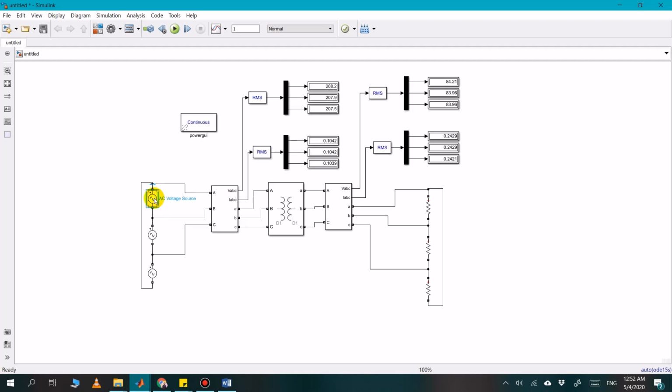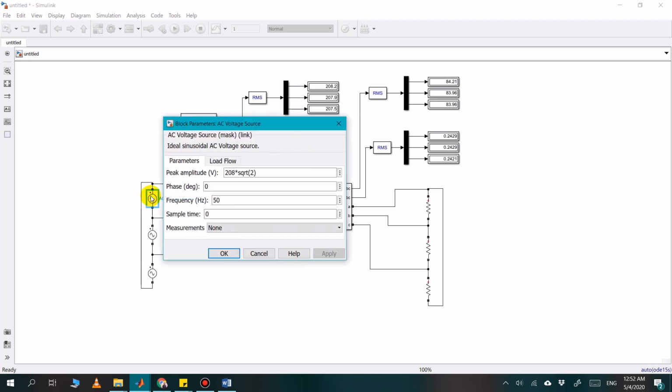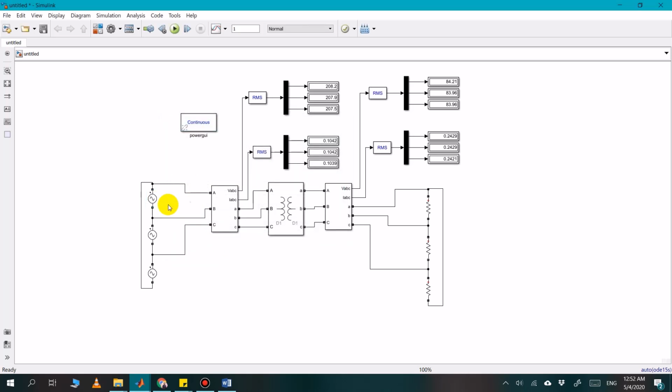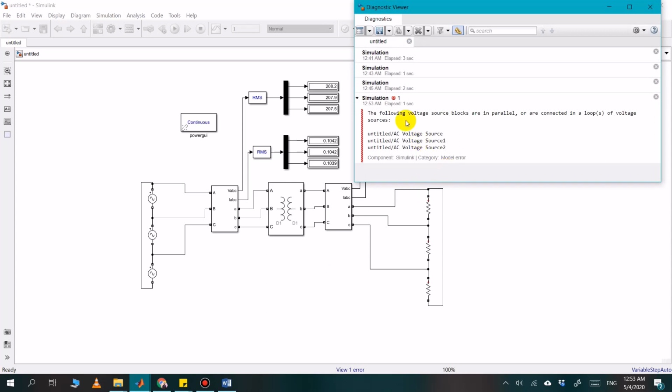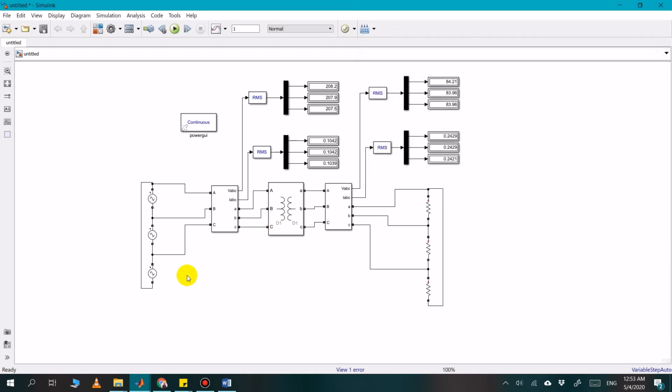Okay, this is the line voltage. This is the line voltage that we got in the previous Y-Y connection. So in the delta connection we have the same phase and line voltages, but we have different line currents. So let's check here. The following voltage source blocks are in parallel or are connected in loops. Yes, they are connected in loops. So this is the problem.